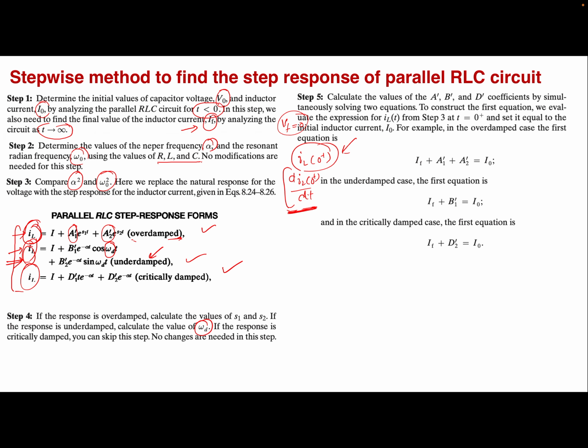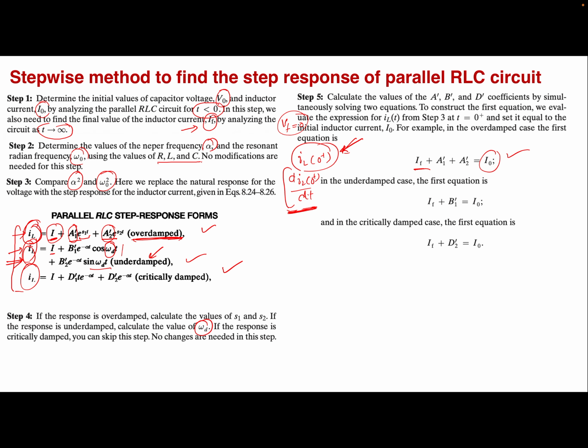So you can apply the first of these conditions. For example, in the overdamped response, if you put t equal to 0, you are left with only I, and at t equal to 0, I becomes I naught. So for the I_F term, e raised to the power s1t, e raised to the power 0 is 1. So you are left with I plus a1 dash plus a2 dash equal to I naught. Similarly, cos of omega d will become 1 and sine of omega d will become 0 at t equal to 0.